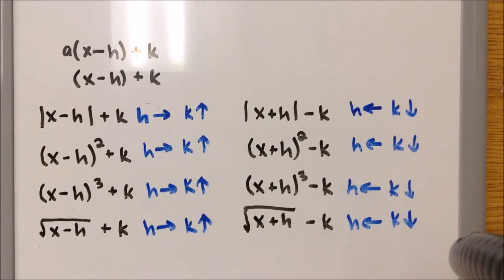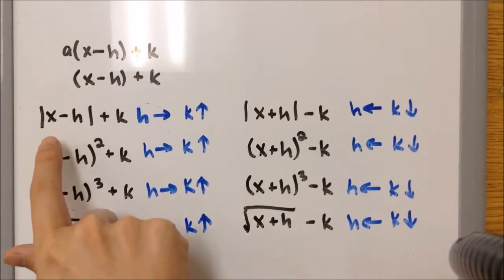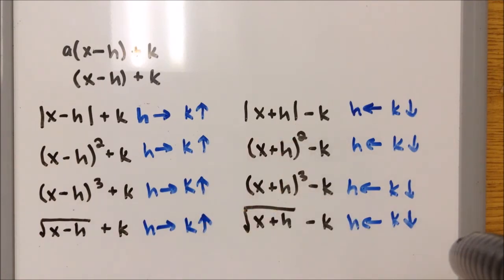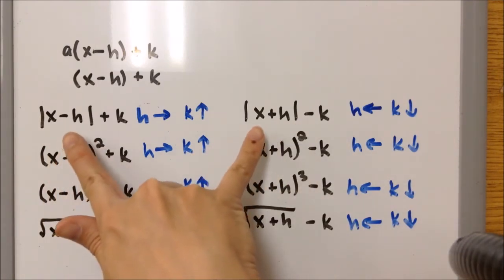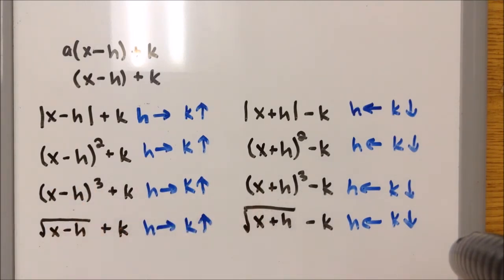Now this is the part where we have to be very careful when we're doing transformations given the equations. If you look closely, x minus h and x plus h are inside the absolute value lines, inside the parentheses, same thing here, and inside the square root. So if you have a number within the function, like these right here, it's going to either move to the right or to the left.